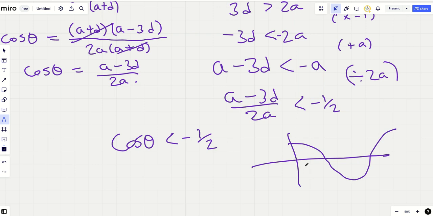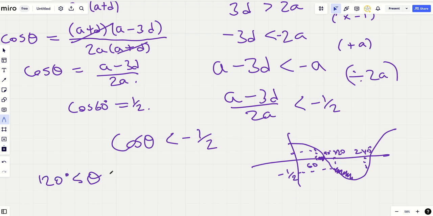Okay, think of the cos curve now. Minus a half is there. You should know that cos of 60 is a half. This is how I figured this out. So cos of 120, because of all the symmetry, up to 90, that's going to be 120, that's going to be 60, that's going to be like 90. Cos of 120 is minus a half. So if we want to be less than minus a half, well, surely we're trapped between 120 and 240. Yeah, that's what I thought.